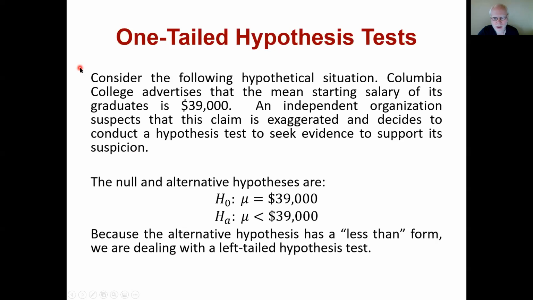So consider the following hypothetical situation. Columbia College advertises that the mean starting salary of its graduates is $39,000. An independent organization suspects that this claim is exaggerated and decides to conduct a hypothesis test to seek evidence to support its suspicion. So H naught is that the mean starting salary is equal to 39,000, and the alternative hypothesis put out by the independent organization is that the mean starting salary is less than $39,000. And so we're doing a left tail test because it's a less than.